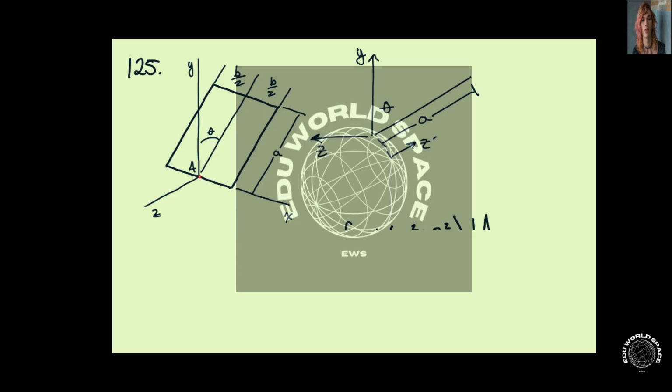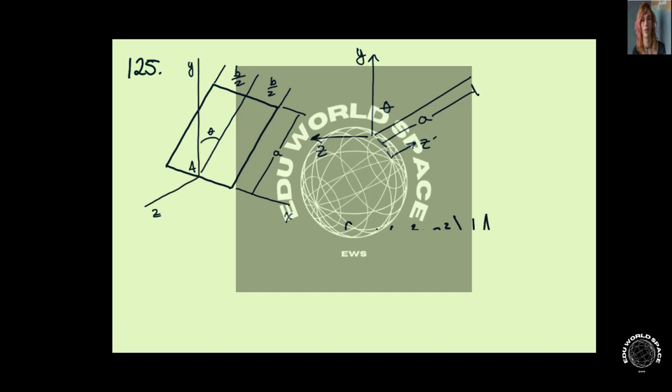In this problem, we have a thin rectangular plate mounted on a vertical shaft here, and it's inclined at an angle theta from the axis of the shaft. We want to find the mass moments about the y and the z axes.